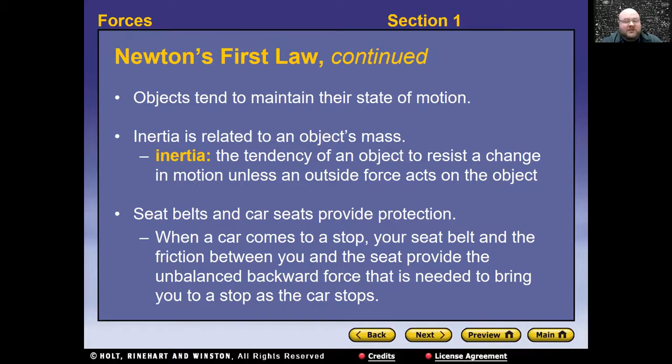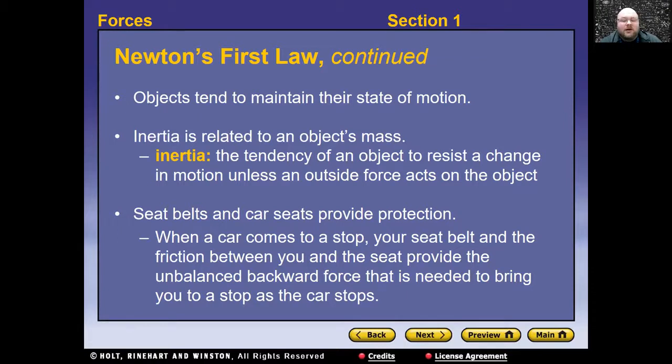I like to use the example of riding along in a car, and maybe you have something hanging from the rearview mirror. If you turn left, that object hanging from the mirror swings right, because it wants to stay where it was. In this example, seat belts and car seats provide protection. Seat belts are literally using inertia. They're blocking inertia. When a car comes to a stop, your seatbelt and then the friction between you and the seatbelt provide an unbalanced backward force that's needed to bring you to a stop when the car stops.